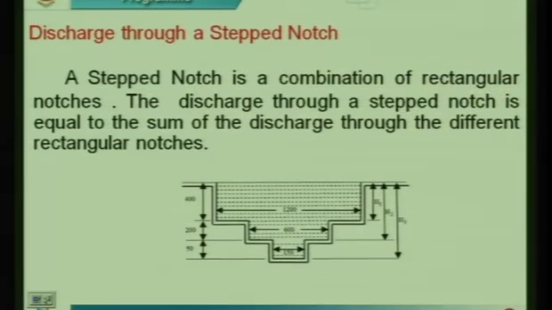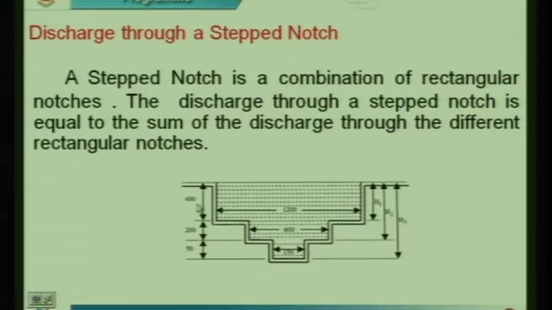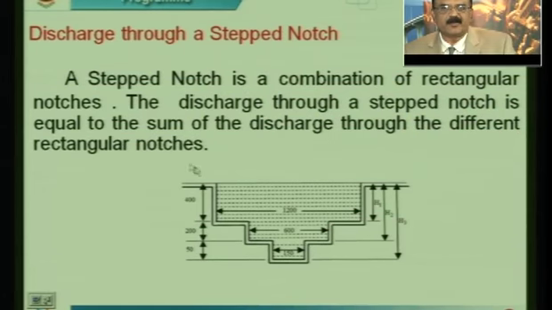There are 2 more types of notches which are not so popular, but anywhere as a civil engineer you need to know these types of notches. One is a stepped notch, the other one is what is known as a Sutro notch or a proportional weir. So let us first talk about this stepped notch. If you look at the figure, basically it is a combination of rectangular notches. This is one rectangle, this is another rectangle, this is another rectangle.